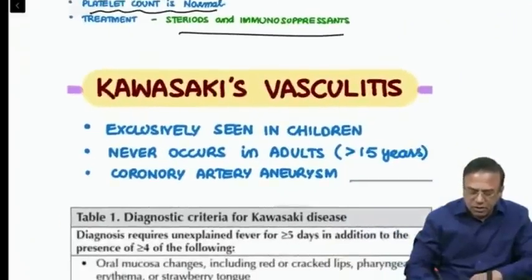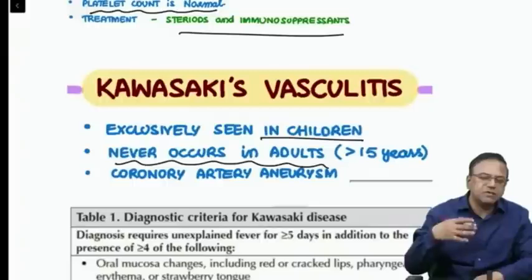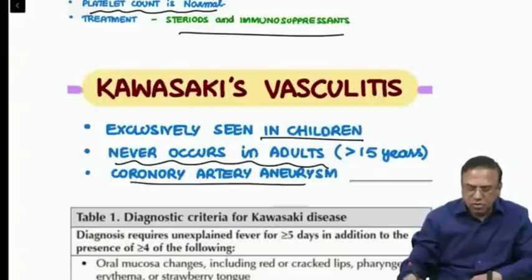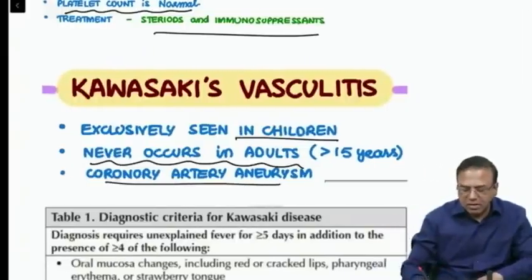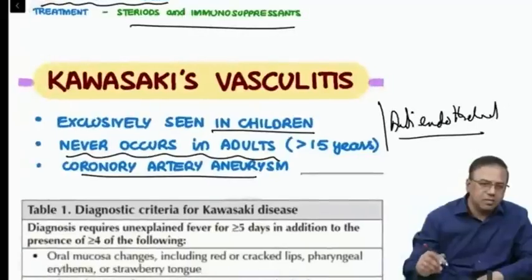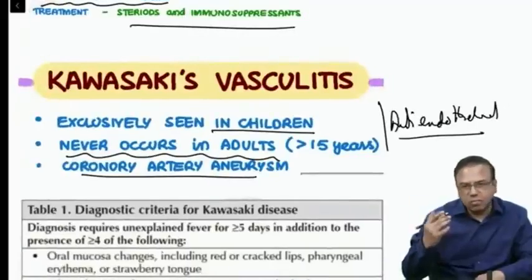Kawasaki's is seen only in children. It never occurs in adults because the endothelium changes as we grow up. It never occurs above 15 years. These patients will get coronary artery aneurysms because they have anti-endothelial antibodies. So the main problem is the myocardial damage that these children are prone to.